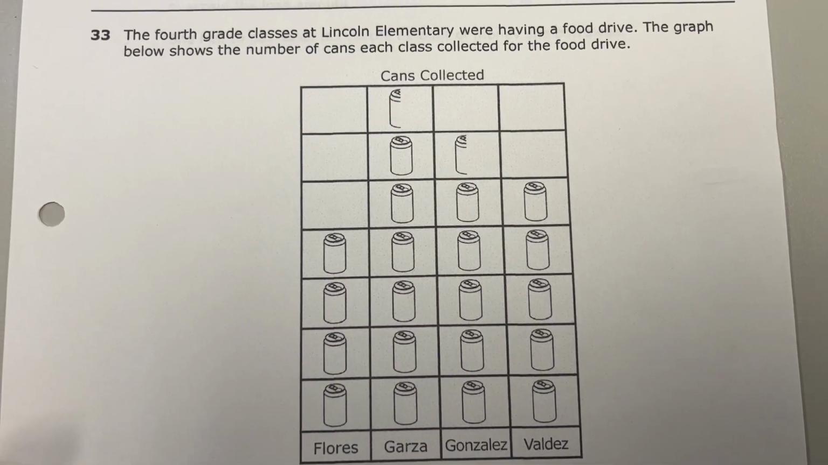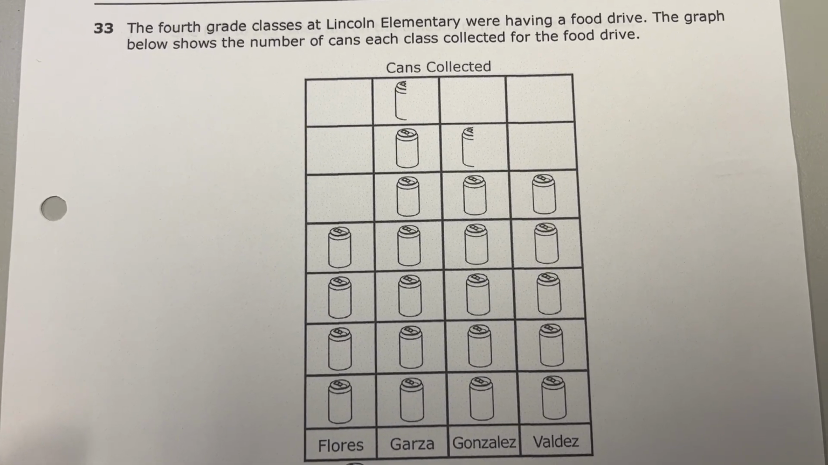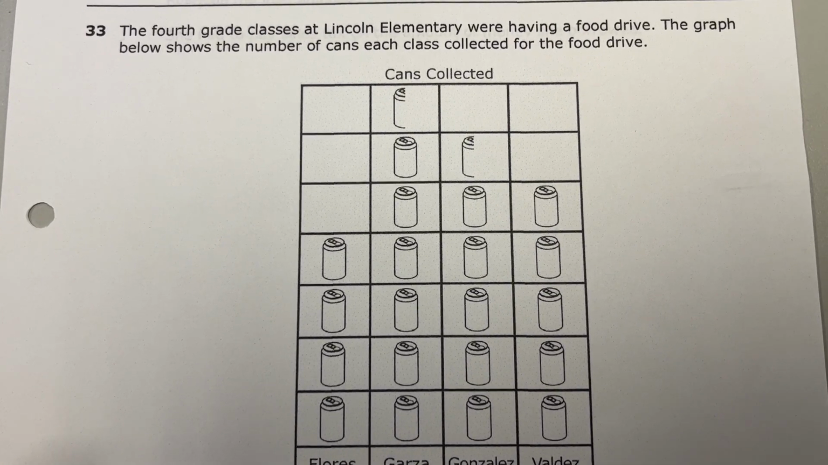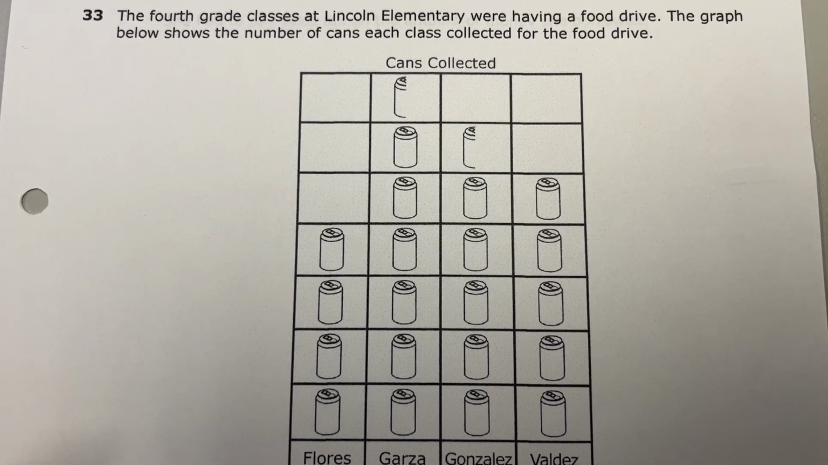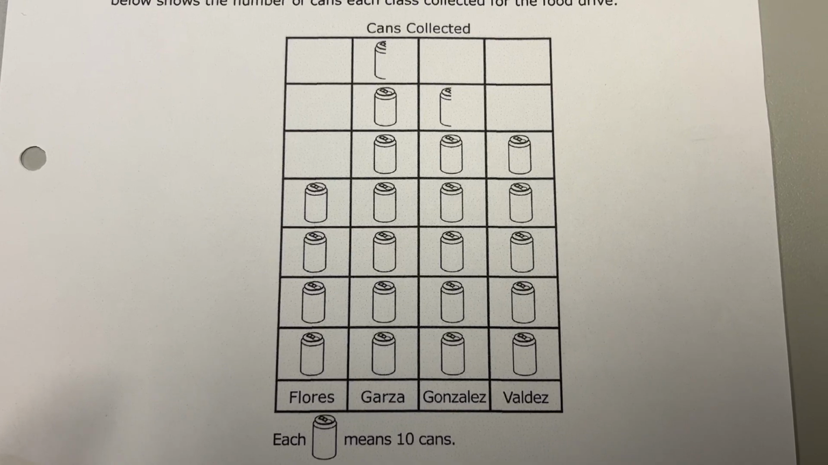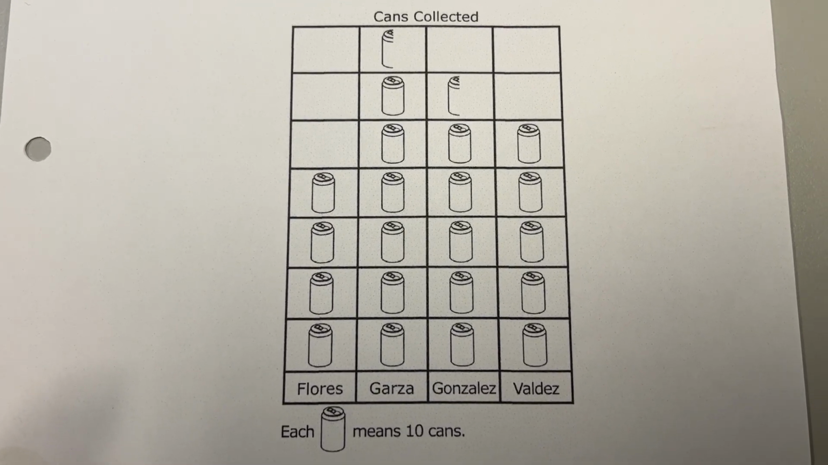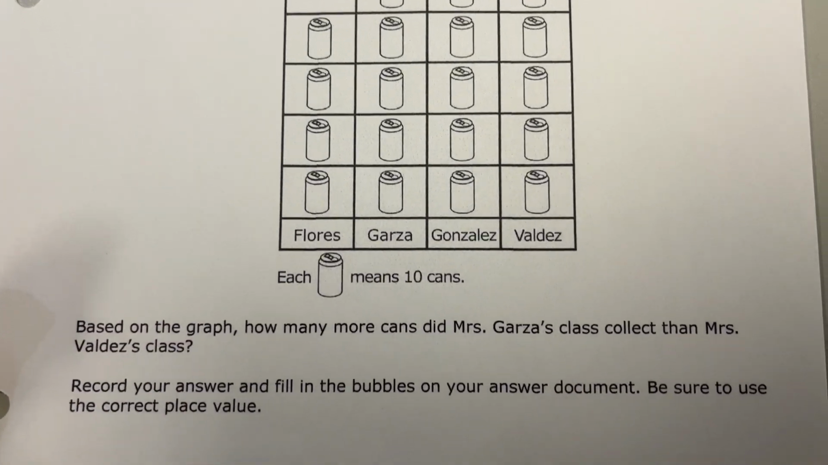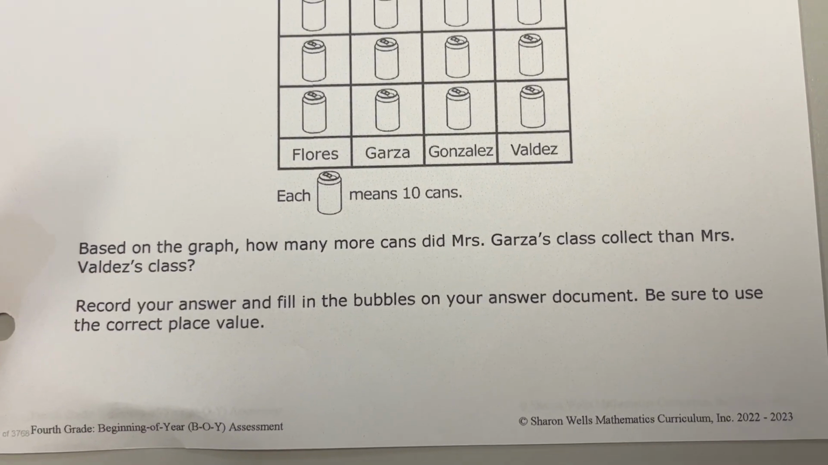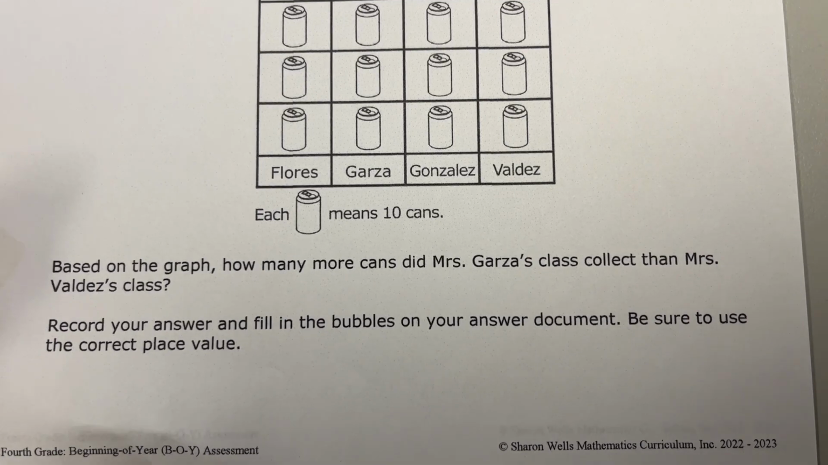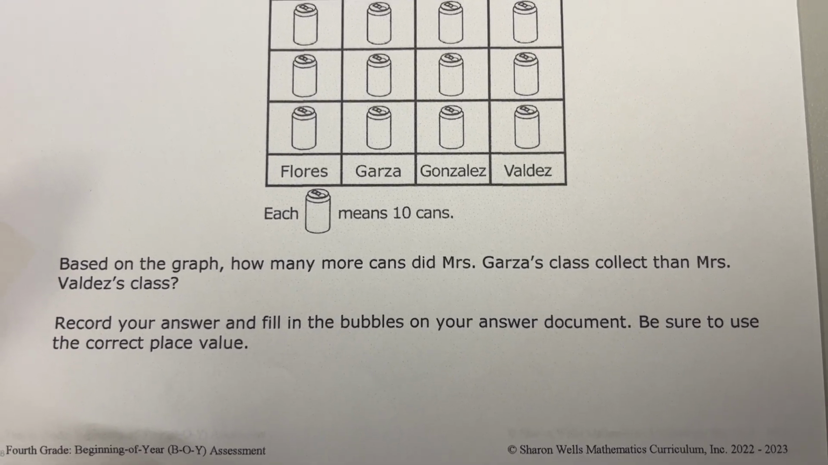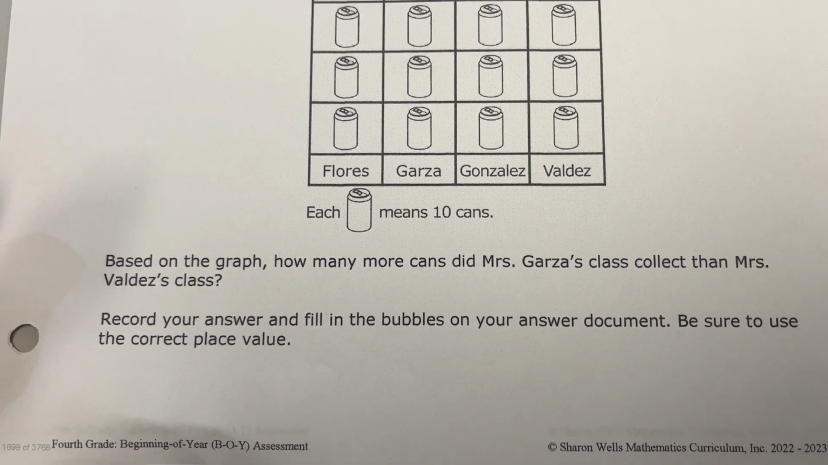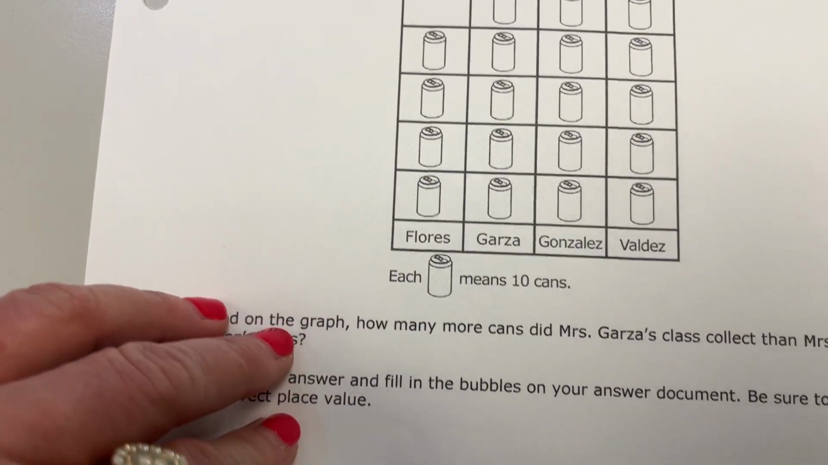Number 33. The 4th grade classes at Lincoln Elementary were having a food drive. The graph below shows the number of cans each class collected for the food drive. Cans collected: Flores, Garza, Gonzalez, Valdez. Each can means 10 cans. Based on the graph, how many more cans did Mrs. Garza's class collect than Mrs. Valdez's class? Record your answer and fill in the bubbles on your answer document. Be sure to use the correct place value.